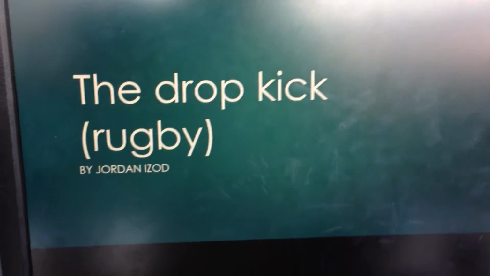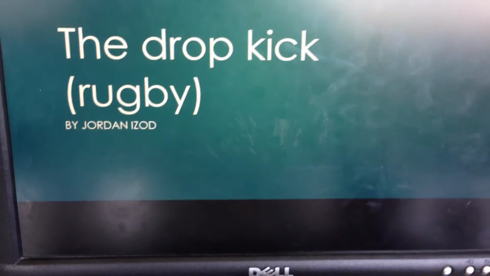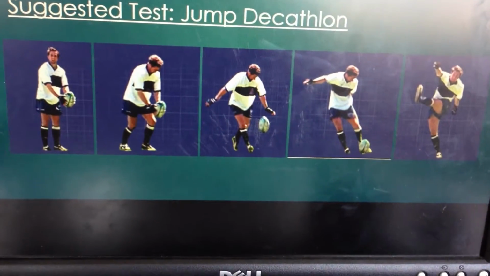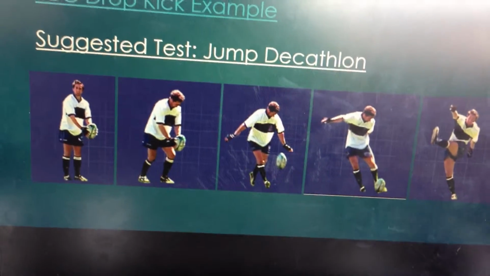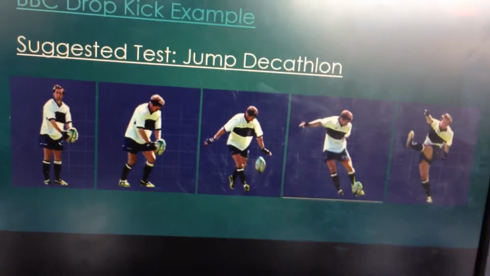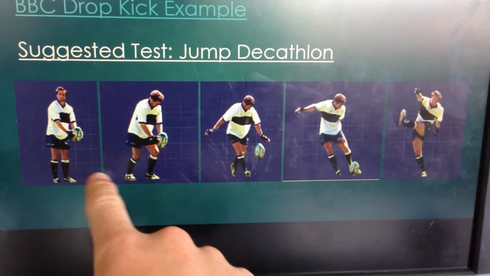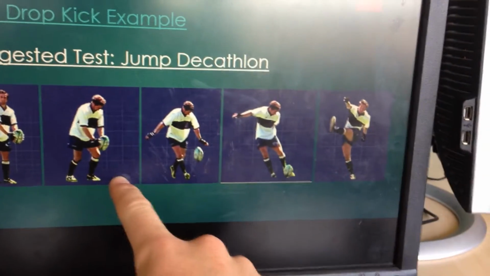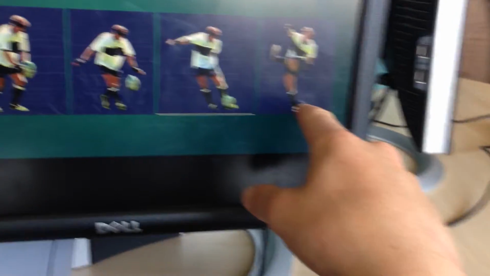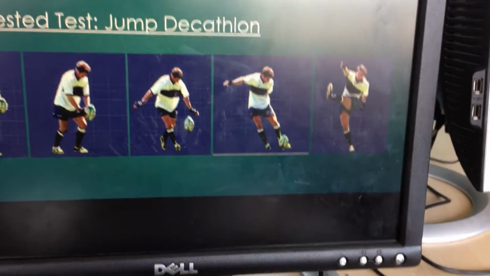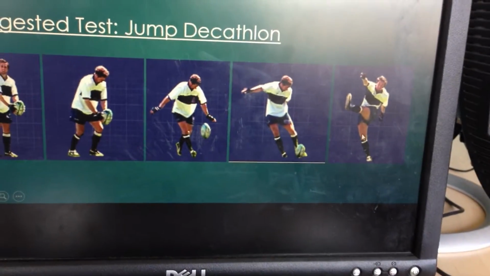This is my presentation about the drop kick, obviously in rugby. The technical analysis of a drop kick is suggested here. You hold the ball out straight in front of you and take a step forward and casually drop it. And as you drop it, you step into it and then connect, and then obviously with the follow through. There's an example, this is the BBC example.